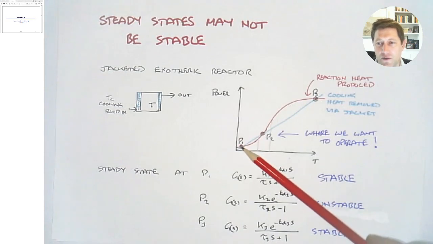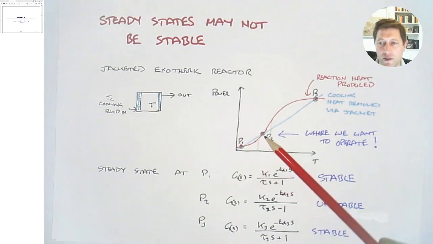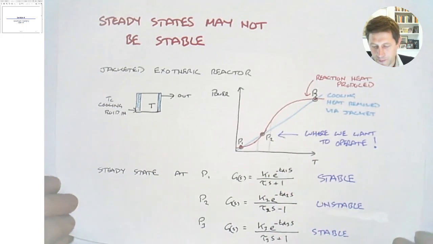So the linearized equations would lead to the transfer function here for P1, the linearized equations at P2 would lead to this transfer function, and so on. So that's why we can have 3 different transfer functions for the same process. Okay, so that's our first example of something a bit different happening.